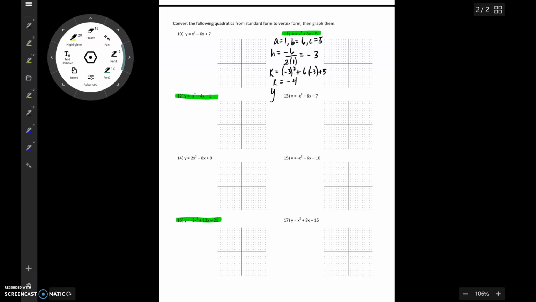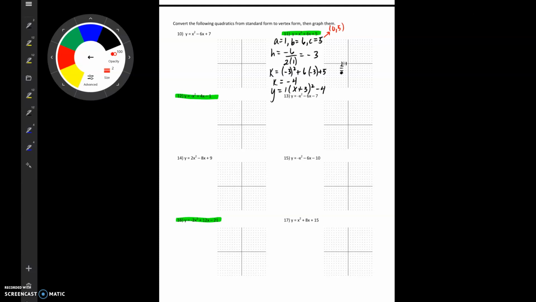So now when I look at my vertex form, A, x minus -3 squared plus k. All right, so like I said in the video, you need 3 points to graph. I'm going to start with my vertex. So -3, 1, 2, 3, -4. That's where I'm going to put my vertex. From my standard form, I know that the value of C is my y-intercept. So 0, 5, 1, 2, 3, 4, 5. That's my y-intercept.